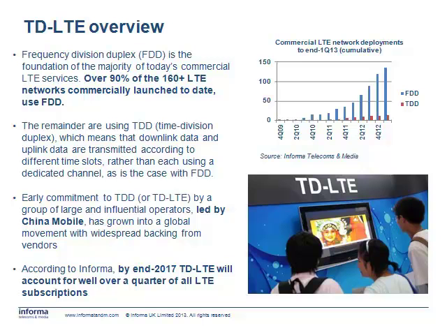The remaining proportion are using time division duplex, or TDD, or TD-LTE. The difference being that TDD transmits according to different time slots between the downlink and uplink channels, rather than using a dedicated channel, as is the case with FDD.